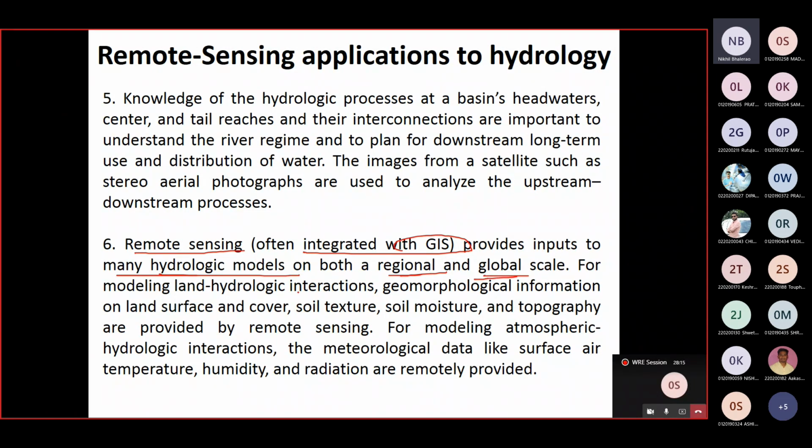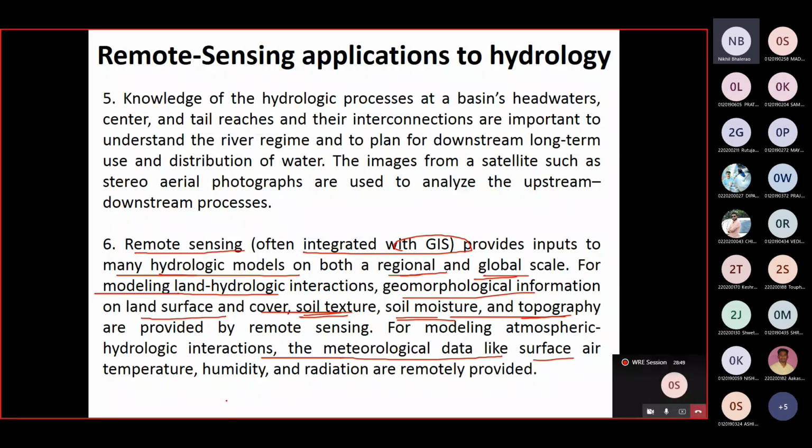For modeling purposes, you are going to require land data as well as hydrologic data. So their interaction, then geomorphological information, land surface cover, soil texture, soil moisture, and topography are provided by remote sensing. And for modeling of the atmospheric hydrological interactions, you need meteorological data like surface air temperature, humidity, and radiation, which are also provided by remotely sensed data.